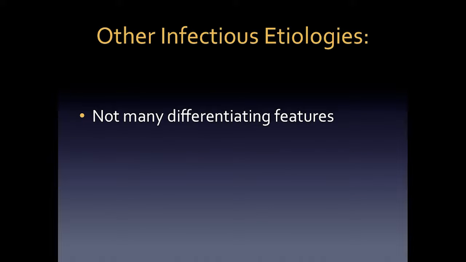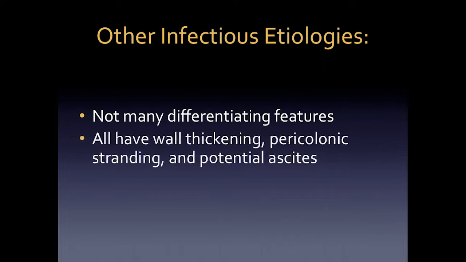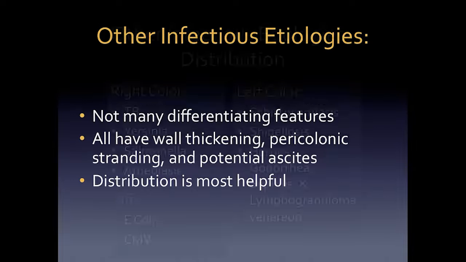Now, in terms of other infectious etiologies, other infectious agents that can involve the colon, this is an area where there aren't that many differentiating features. A lot of what you're going to look for is what I just talked about with C. diff, so wall thickening, pericolonic fat stranding, potential ascites. Distribution tends to be the most helpful.